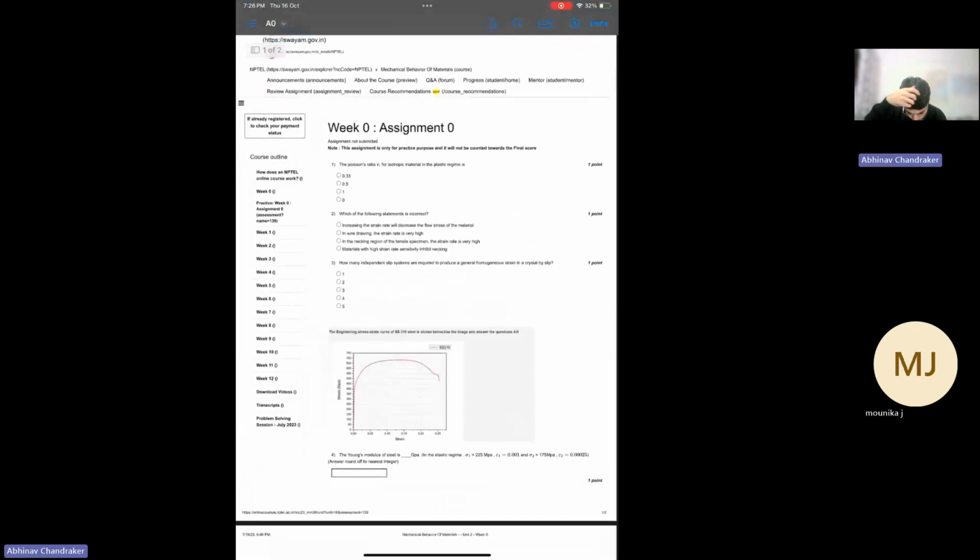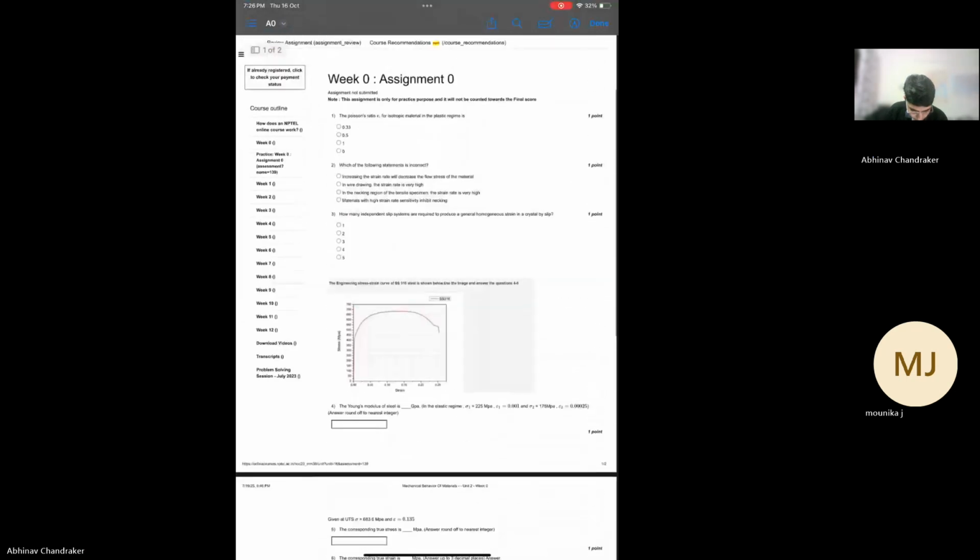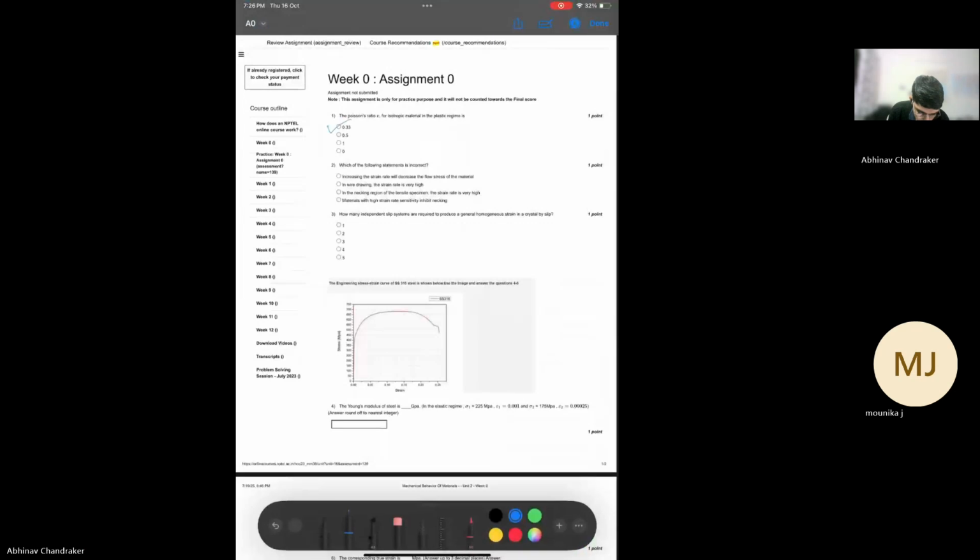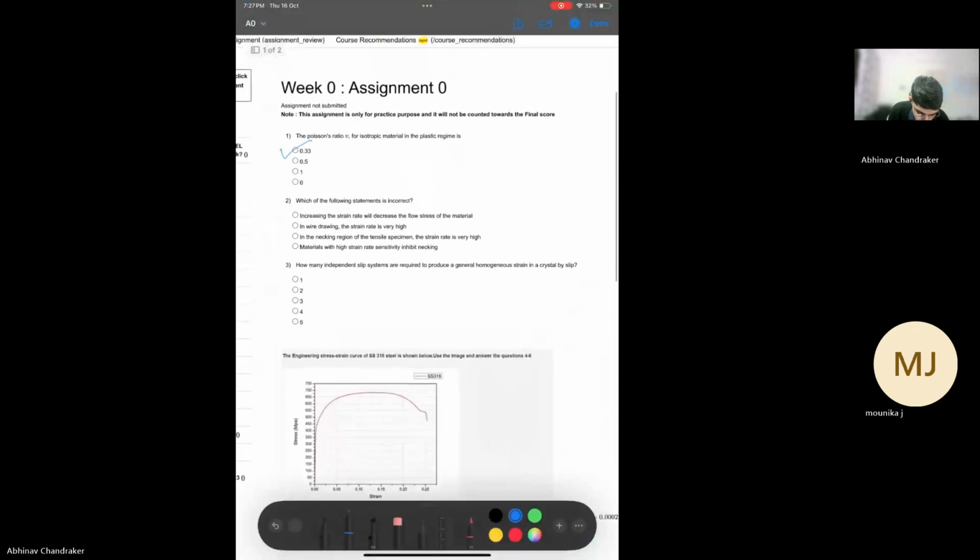The first question is the Poisson's ratio mu for isotropic material. You can guess if you know the answer, or if you feel you might know. So the first question is: the Poisson's ratio mu for isotropic material in the plastic regime is. The correct answer will be 0.33. So what is the Poisson's ratio?